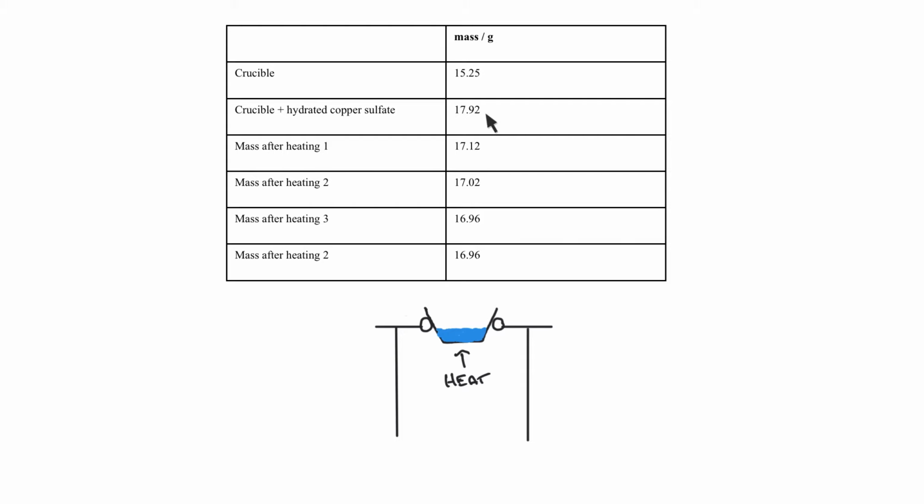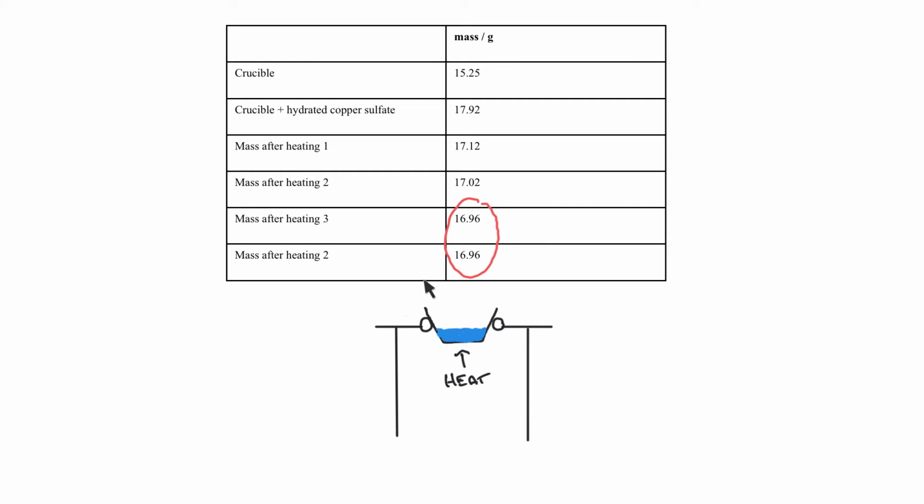So you've got the mass of your crucible with hydrated copper sulfate heated up, and the mass keeps going down. You will notice that the last two results are the same, and if we weigh to constant mass, then we can assume that all the water's been given off. Now what we need to do is work out the mass of anhydrous copper sulfate and the mass of water, and then we can work out the formula.